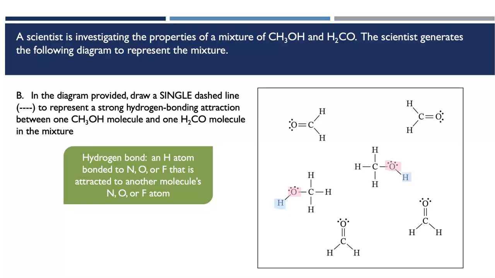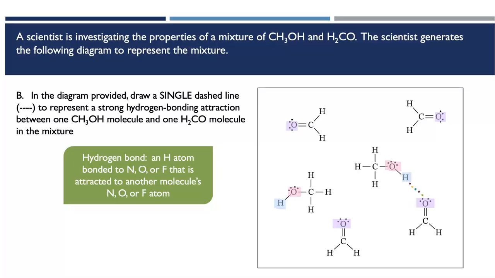Now, we don't have any N's or any F's, but we do have O's in the formaldehyde molecules, and I've highlighted them all in purple. I need one of the H's that's highlighted in blue to be attracted to one of the oxygens in purple. I do want to point out that a common error is that students will often think any hydrogen can hydrogen bond or that it's a covalent bond involving hydrogen. No. Be really careful.